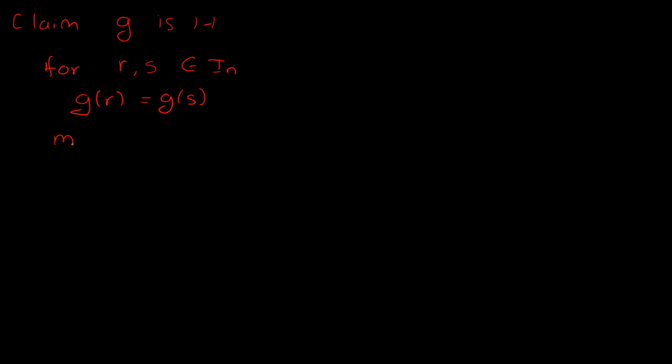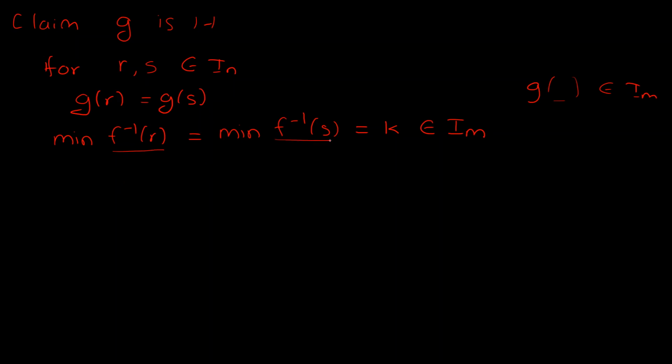And what is g of r? It is the minimum of f inverse of r, and g of s is the minimum of f inverse of s. And since they are equal, I will give some value k, and this k is going to belong to I_m, because g of something belongs to I_m. Now, that means f inverse of r is a set, f inverse of s is a set. That means k belongs to f inverse of r also, and it belongs to f inverse of s also. That means it belongs to the intersection of both of these.